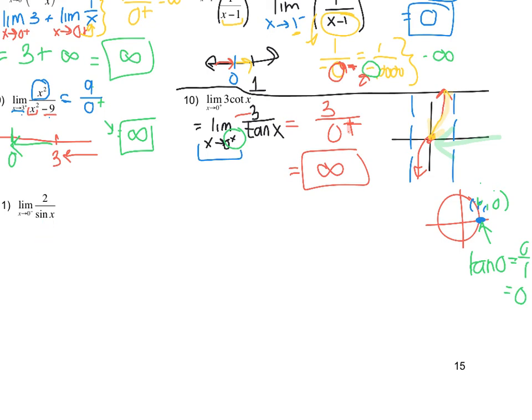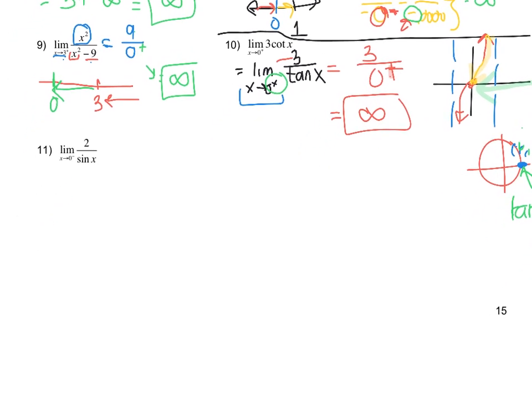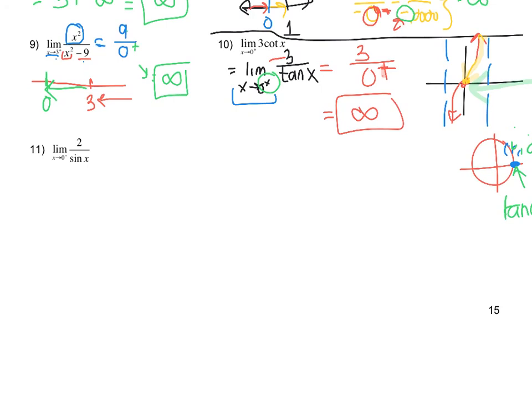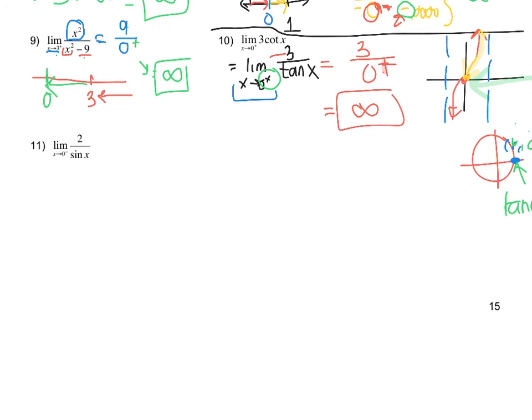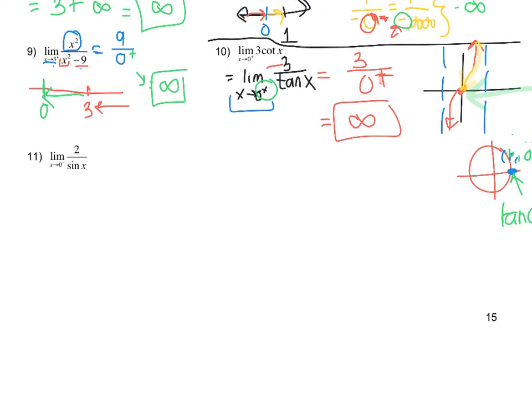So, let's move on to 11 because you're probably all a little more familiar with sine. In number 11, we're looking at the limit of 2 over sine of x as x approaches 0 from the left this time. So again, we can break this down into 2 separate functions. So we're really looking at the limit of 2 divided by the limit of sine of x. The limit of 2 as x approaches anything is simply 2. Now sine of x is what we have to think about a little more analytically.